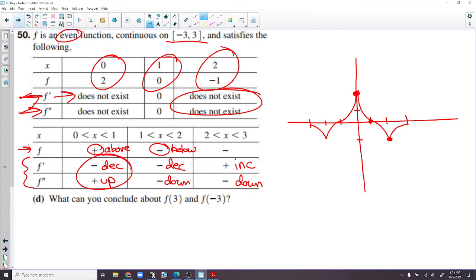All right. I mean, I suppose saying it doesn't exist means there's like a cusp there or a vertical asymptote there, or something weird's happening there. I suppose it could help you.